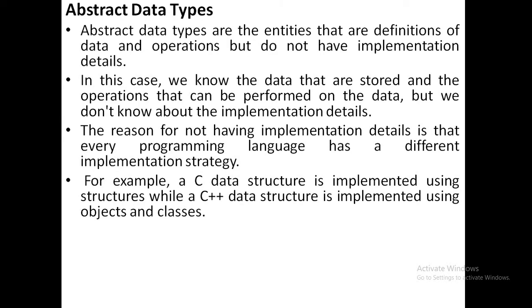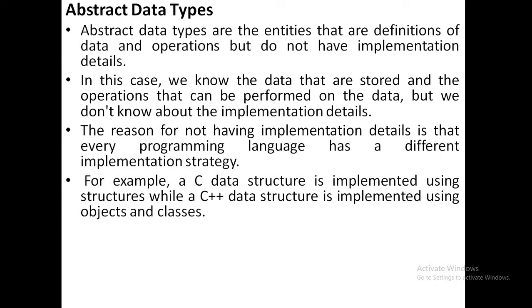Abstract data types. Abstract data types are entities that are definitions of data and operations, but they do not have implementation details. That is, it is a special kind of data type where behavior is defined by a set of values and a set of operations. In this case, we know that the data that are stored and the operations that can be performed on that data, but we don't know what implementation details they do have.